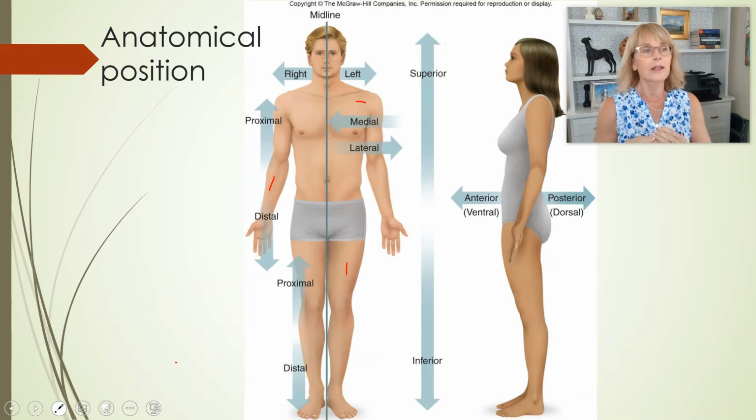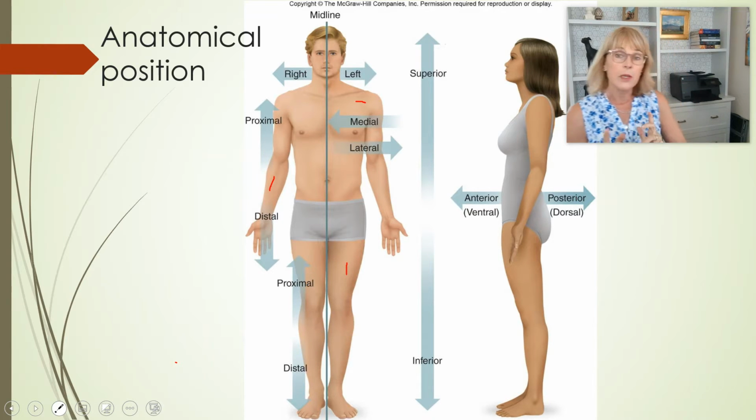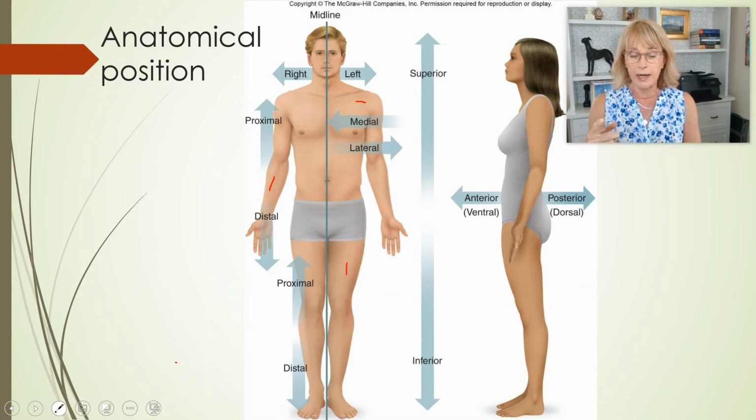Because we've decided we're naming everything based on the anatomical position, it doesn't matter if I'm laying on my stomach or my back or whatever, because this is how we name things. You also could say that my belly button is anterior to my spine. Okay? Anterior, posterior. The next pair, medial and lateral.